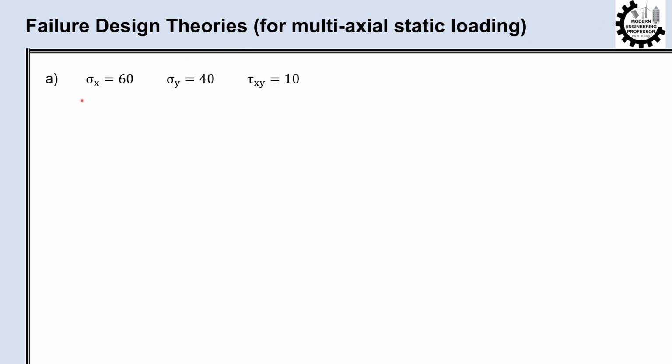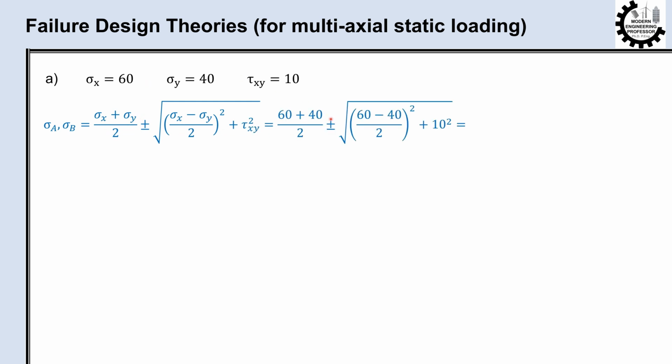In part A, we have the following plane stress. Sigma x equals 60, sigma y equals 40, and tau xy equals 10. First, we find sigma A and sigma B by substituting sigma x, sigma y, and tau xy. We have a case where both sigma A and sigma B are positive, which results in sigma 1 equals 64.1, sigma 2 equals 35.9, and sigma 3 equals 0.